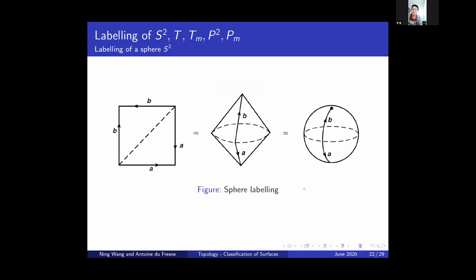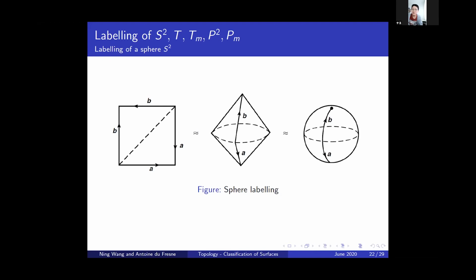Okay, so we'll present a series of non-spaces and how we obtain them from polygonal regions. First, we will do the labeling of a sphere. We label a polygonal region's edges and paste the edges with the same label together, the A together and the B together, to give an object which seems to be two cones pasted together. And this object is homeomorphic to the sphere.